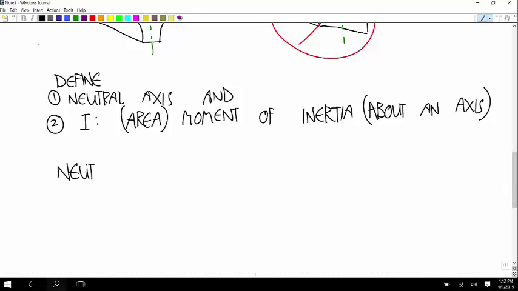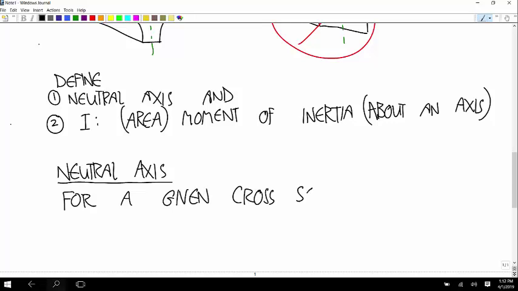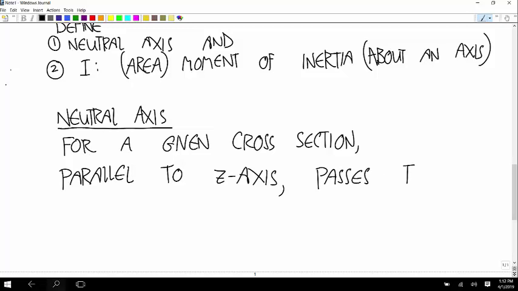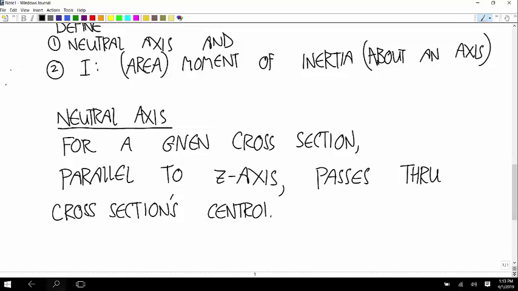So the neutral axis, for a given cross section, is parallel to the z-axis and passes through the cross section's centroid. That's a pretty nice, simple fact.